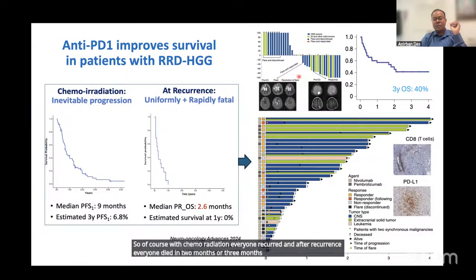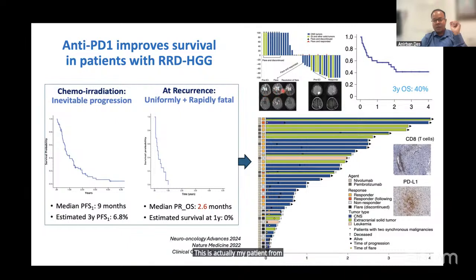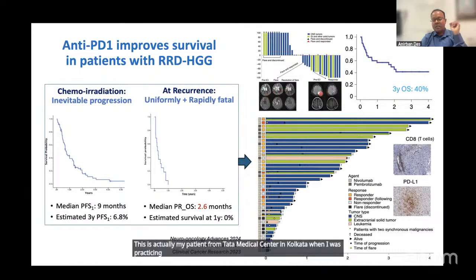And after using the fact that they had hypermutation, which was clonal because it was an early germline event, we started using anti-PD-1 immune checkpoint inhibitors and saw remarkable responses. This is actually my patient from Tata Medical Center in Kolkata when I was practicing there. And you can see glioblastoma, recurrent glioblastoma disappearing, and a survival from here going to here, and patients who were dying in 3 months surviving for more than 4 years over here.